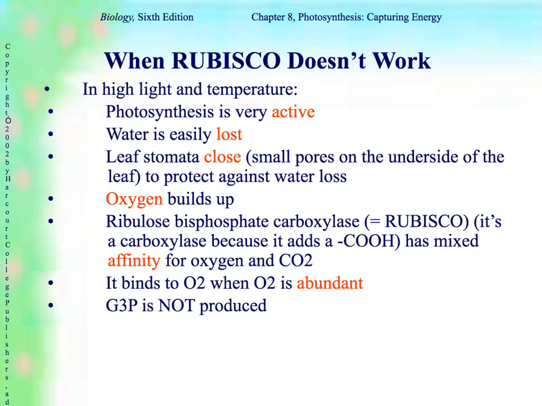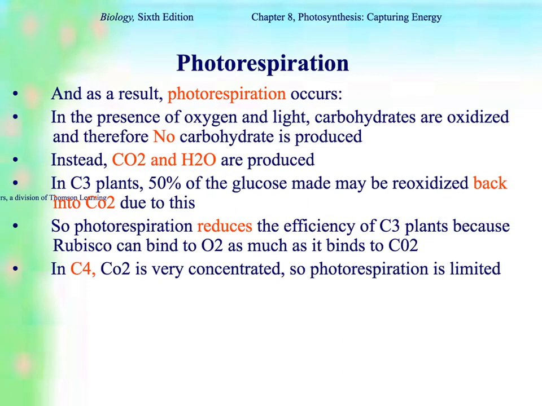And so it has an affinity, which means love, for oxygen and carbon dioxide. And so if oxygen is around, it'll bond to it when oxygen is abundant, which means it's there a lot. And so if that happens, G3P will not be produced. This result is called photorespiration.